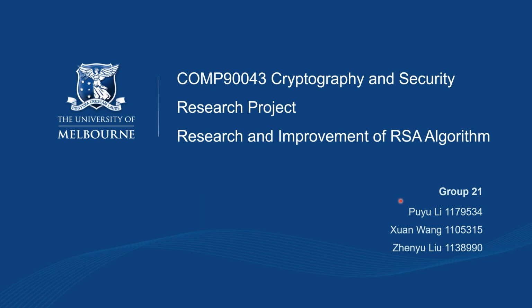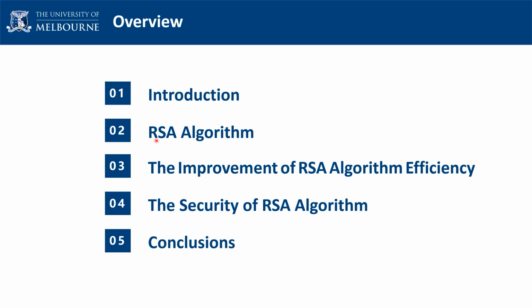My teammates are Puyu Li, Zhenyu Liu, and me, Xuan Wang. Our topic is research and improvement of RSA algorithm. Our presentation will divide into 5 parts: Introduction, RSA algorithm, the improvement of RSA algorithm efficiency, the security of RSA algorithm, and conclusion.